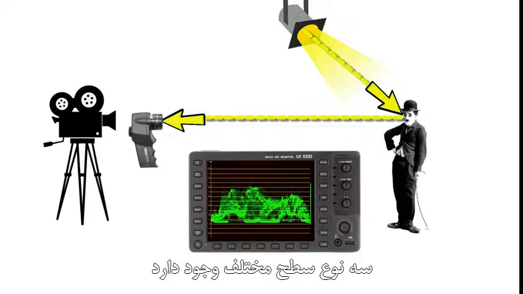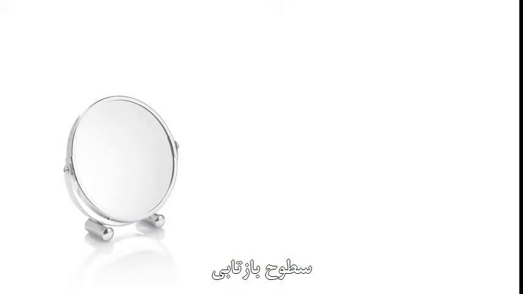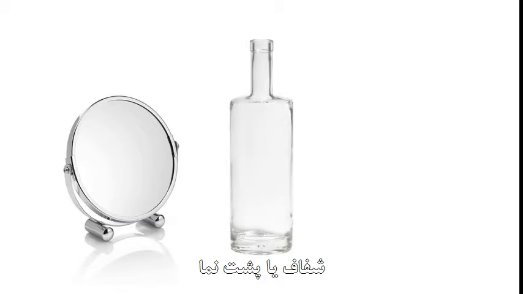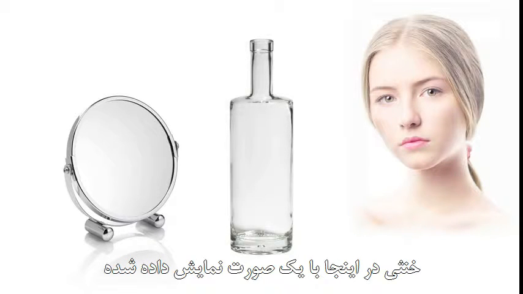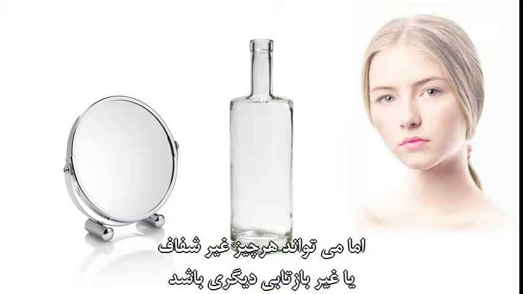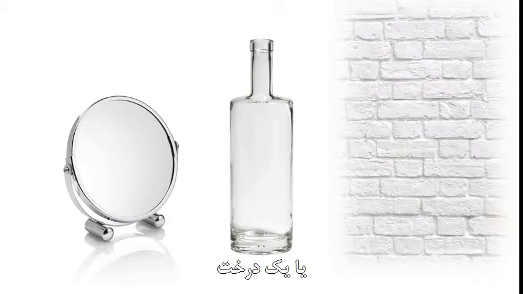There are three different types of surface. They are reflective, transparent, and neutral. Neutral is represented here by a face, but it's anything that is not reflective or transparent, like a chair or a brick wall or a tree.